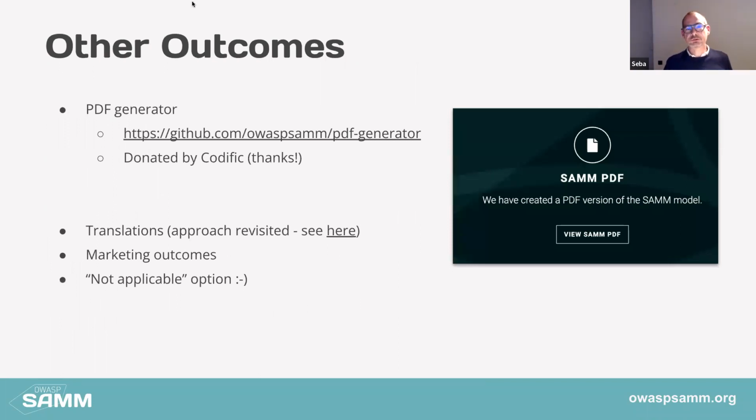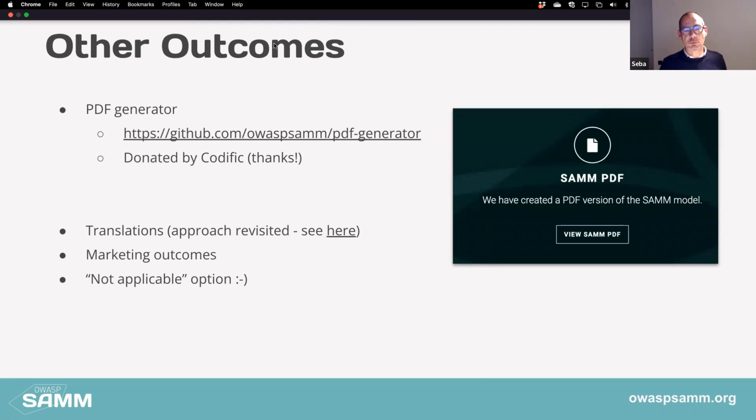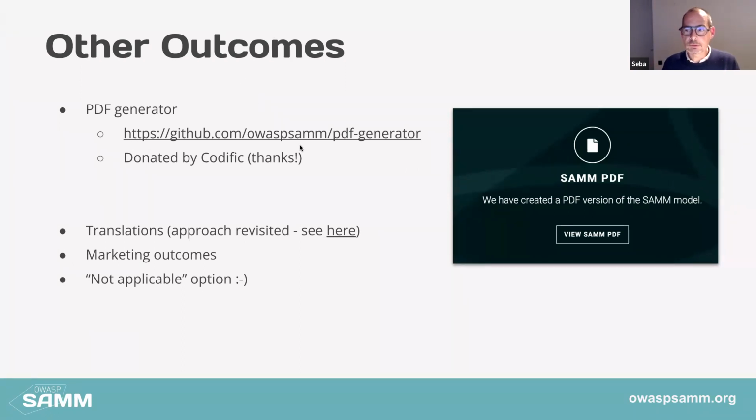Now, a couple of other aspects that are definitely worthwhile to mention as outcomes. First, if you haven't seen it, there is a PDF version of our project, OWASP SAMM. You just go to the homepage and you'll see the View SAMM PDF. Now, creating a PDF out of our source YAML files is something we thought was very easy to do. We thought we would release it one month after releasing SAMM 2.0. For those who don't know, we released SAMM 2.0 in January 2020.